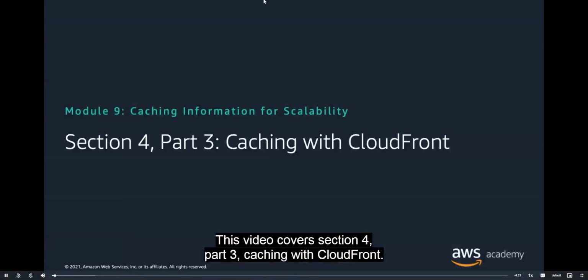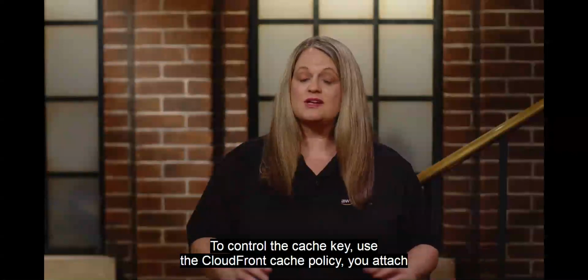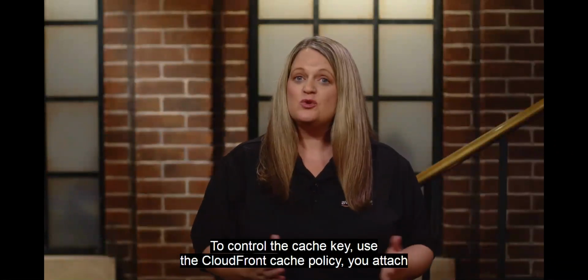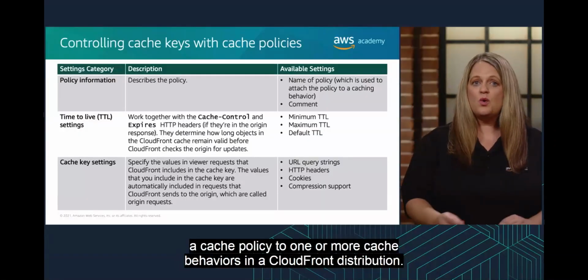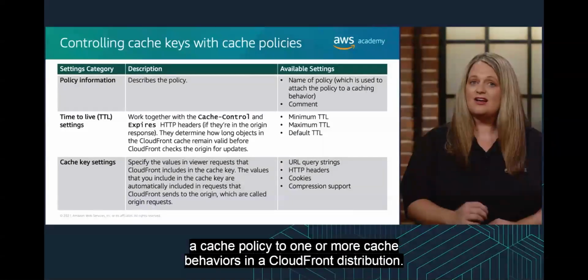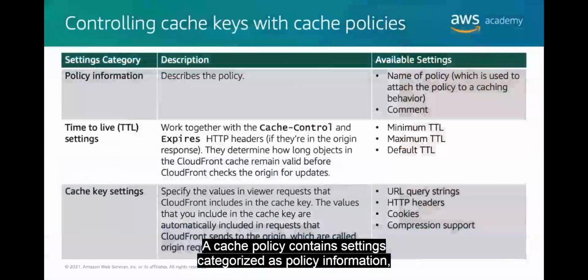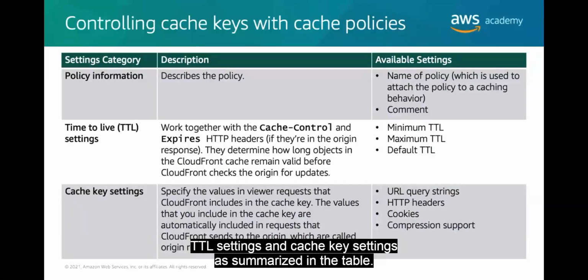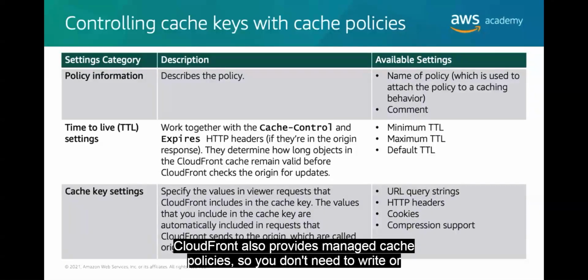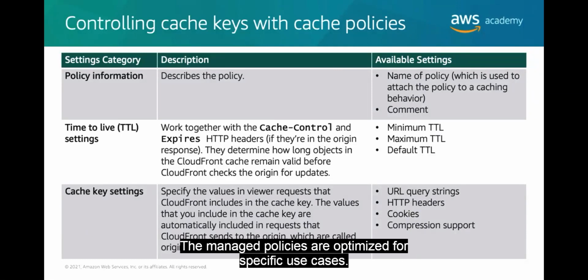For Section 4, Part 3, Caching with CloudFront. To control the cache key, use a CloudFront cache policy. You attach a cache policy to one or more cache behaviors in a CloudFront distribution. A cache policy contains settings categorized as policy information, TTL settings, and cache key settings as summarized in the table. CloudFront also provides managed cache policies, so you don't need to write or maintain your own. The managed policies are optimized for specific use cases.